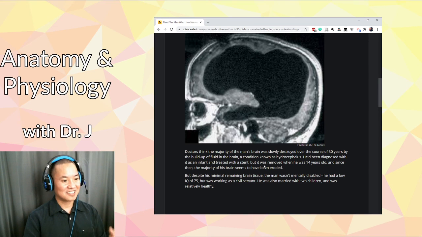But the cool thing is, it also shows you that the brain is able to coordinate its neurons, form all these synapses, and wire itself so that this man, despite having a lack of brain mass, is able to live a pretty normal life. So again, the brain is amazing. That's why I love this part of the semester.